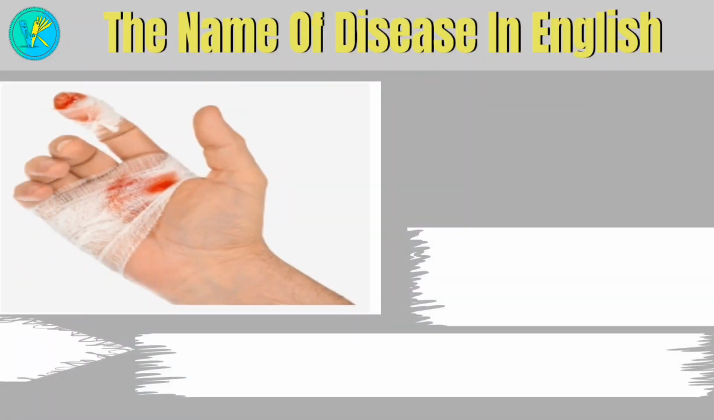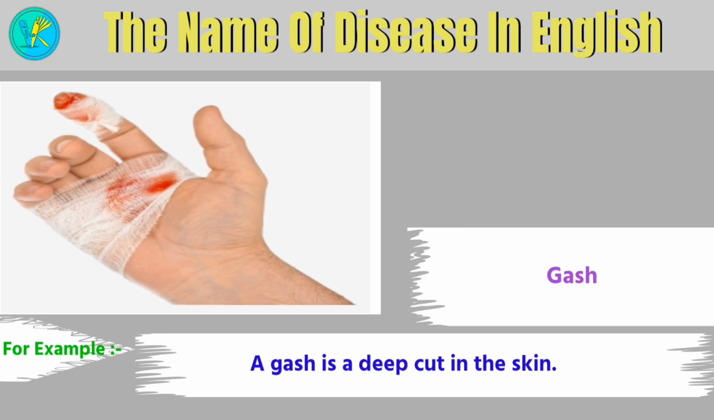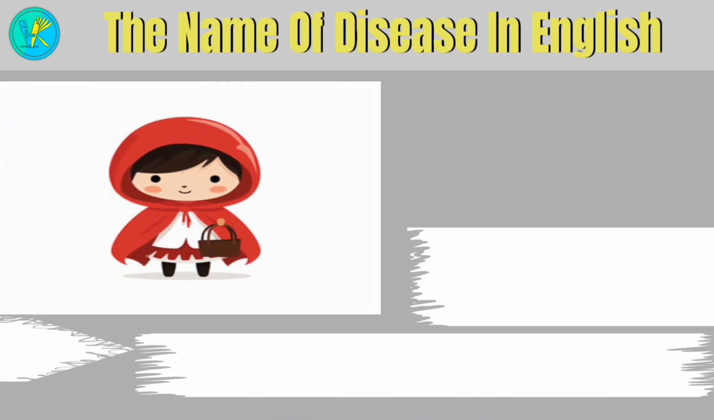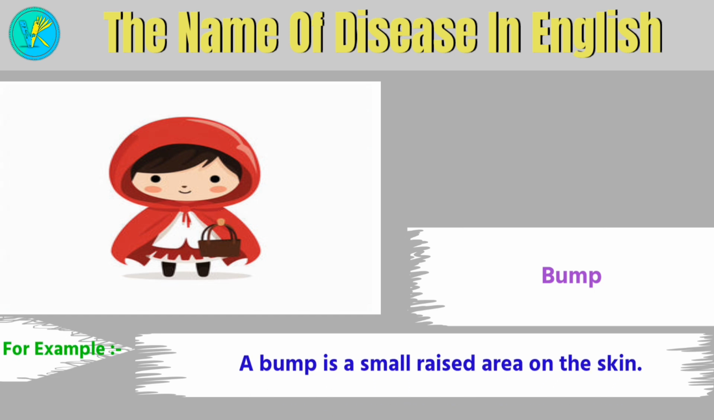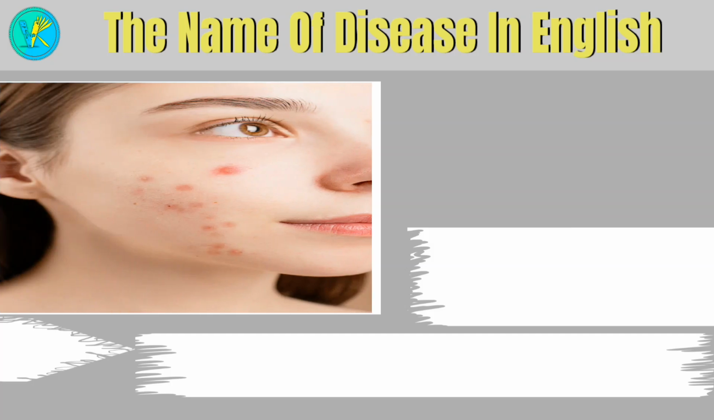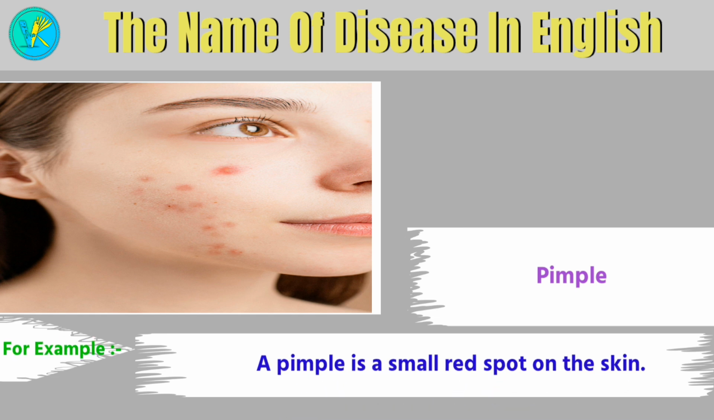Next, gash. For example, a gash is a deep cut in the skin. Next, bump. For example, a bump is a small raised area on the skin. Next, pimple. For example, a pimple is a small red spot on the skin.